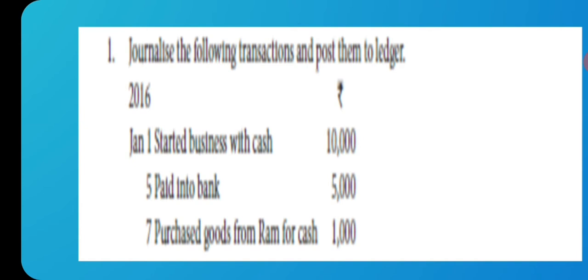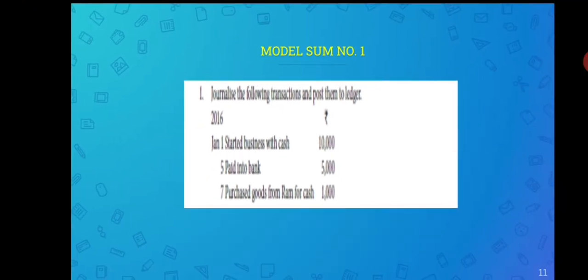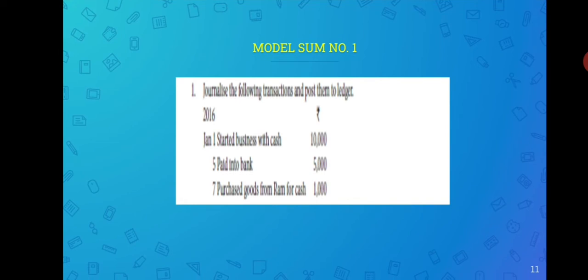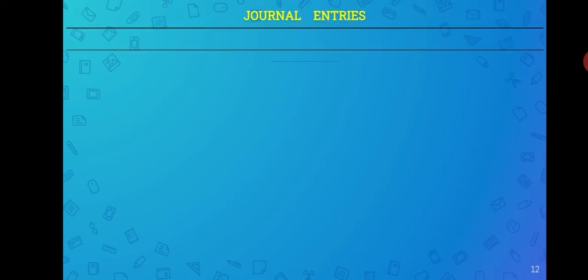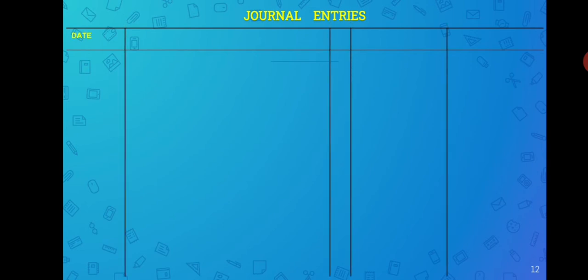Year 2016, month January. So January 1st started business with cash 10,000. January 5th paid into bank 5,000. January 7th purchased goods from Ram for cash 1,000. So first let us write the journal entries. To write the journal entries we have to draw the format. First column date column, particulars column, LF column, debit rupees, credit rupees.